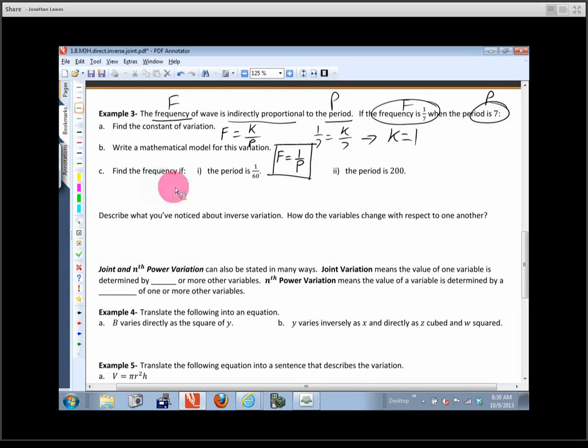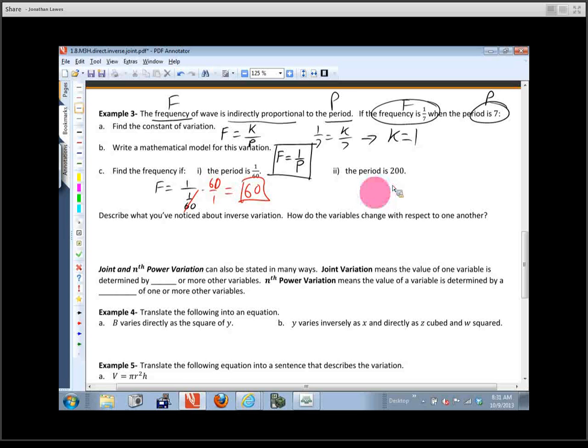It says find the frequency if the period is 1/60th, a tiny little number, 1/60th. So the frequency would be 1 over, what's the period again? 1/60th. This has a name. Does anybody remember what it is? We reviewed this in chapter P. Complex fraction. Do we ever divide by a fraction? Nope. I'm going to flip this over and I'm going to multiply. So that's going to be 60 over 1. So what is the frequency? Frequency is 60. So if the period is 1/60th, the frequency is 60.